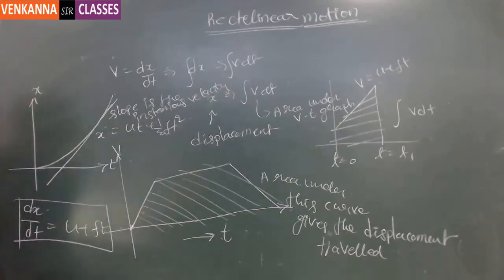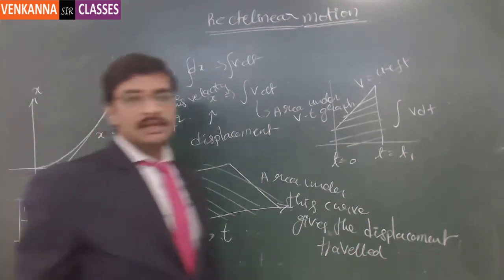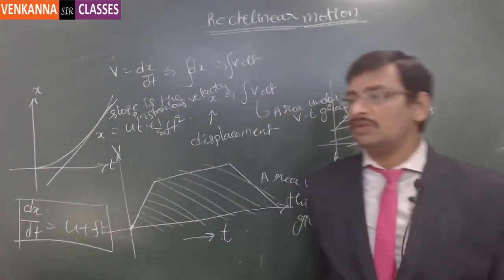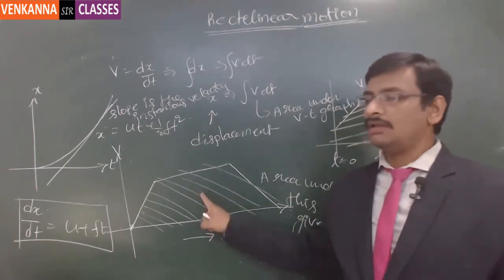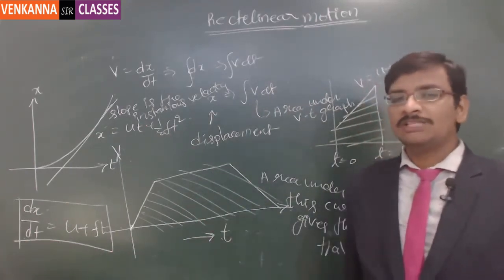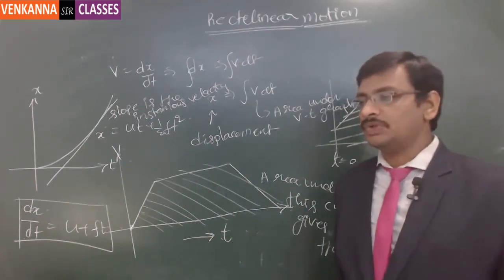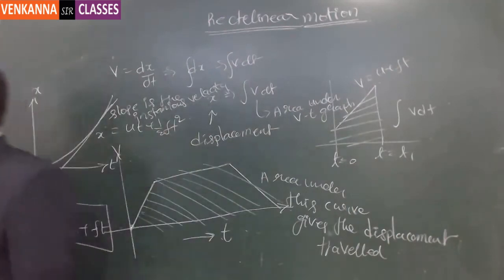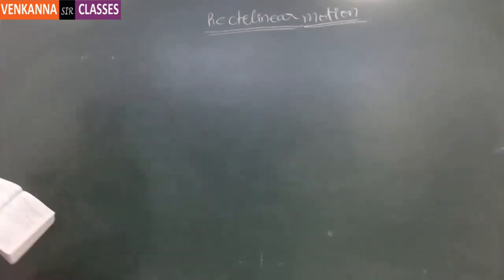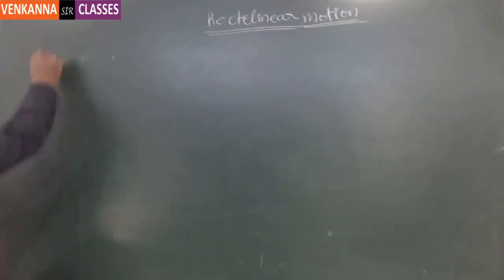Got it? So from the xt graph, you can calculate the slope and find out the velocity there. From the vt graph, you can calculate the area under the curve and find out the displacement traveled during that time. Got it? So you can note this down. Based on this understanding, these are the only conceptuals that we have to be aware of, and we can note down one problem.